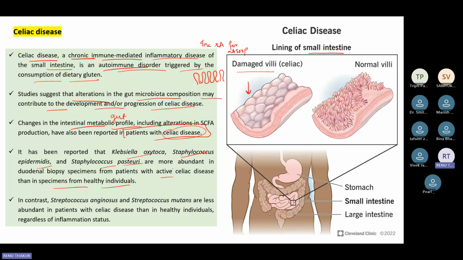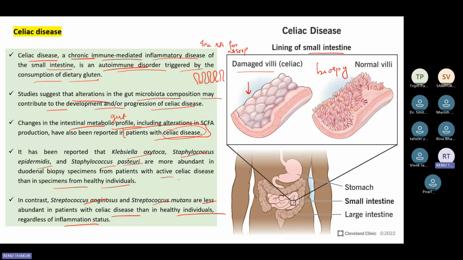Now, in contrast, Streptococcus anginosus and Streptococcus mutans are less abundant in patients with celiac disease than in healthy individuals, regardless of the inflammation status. It has also been observed and reported through biopsy study.